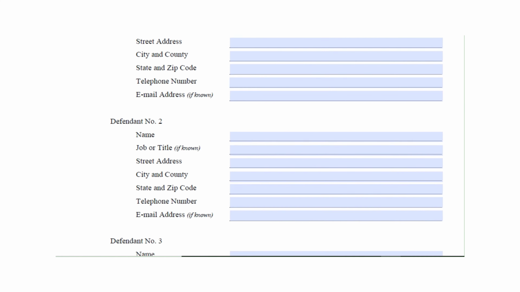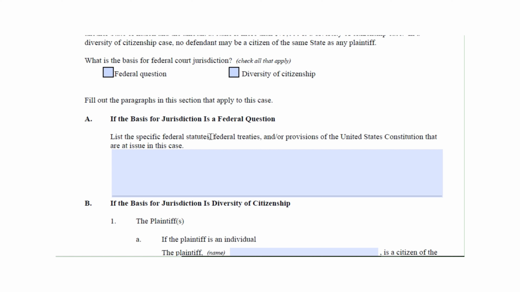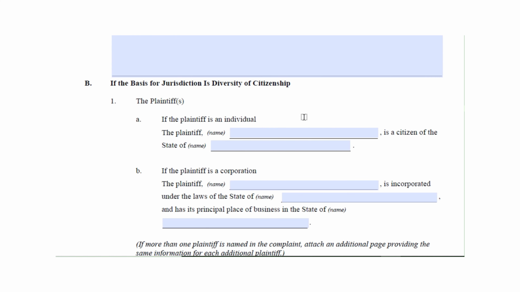Basis for jurisdiction, whether it's a federal question or diversity of citizenship, and it explains in this paragraph what federal question entails and what diversity of citizenship entails. If the basis for jurisdiction is a federal question, what federal statutes, federal treaties, or provisions of the United States Constitution are at issue. If the basis for jurisdiction is diversity of citizenship, then you want to fill in the information here. If the plaintiff is an individual, the plaintiff's name, and so on and so forth.